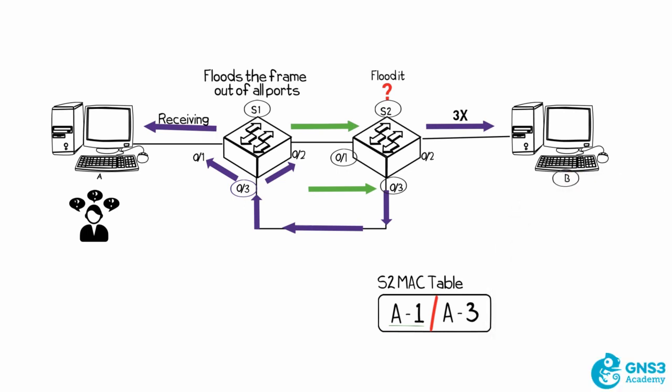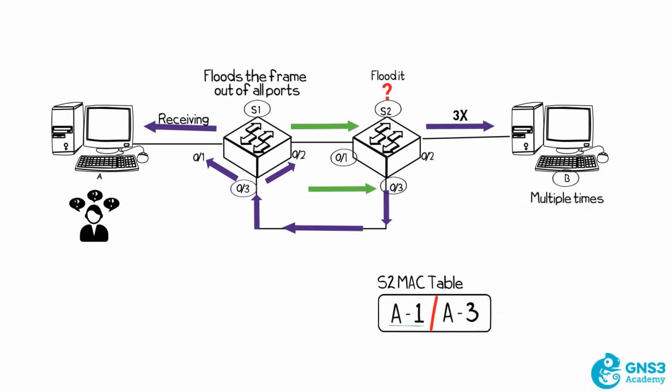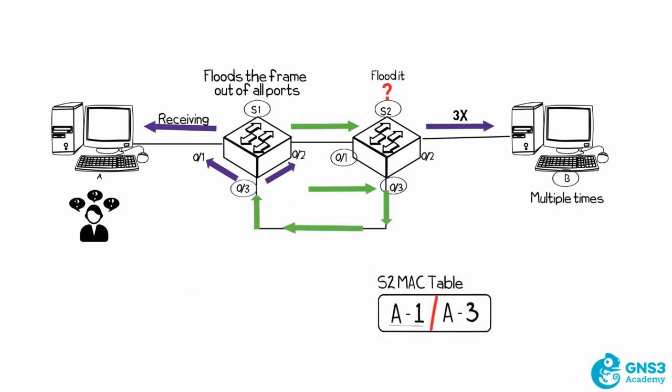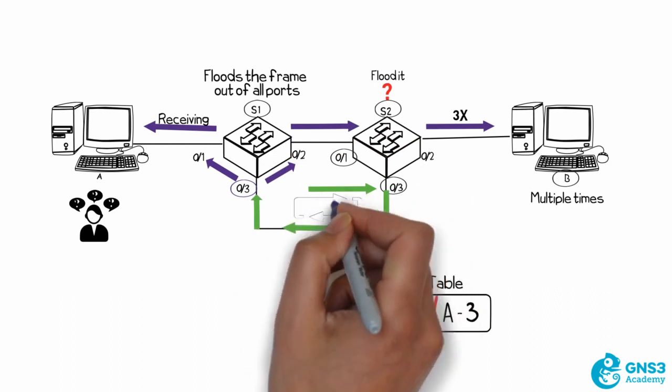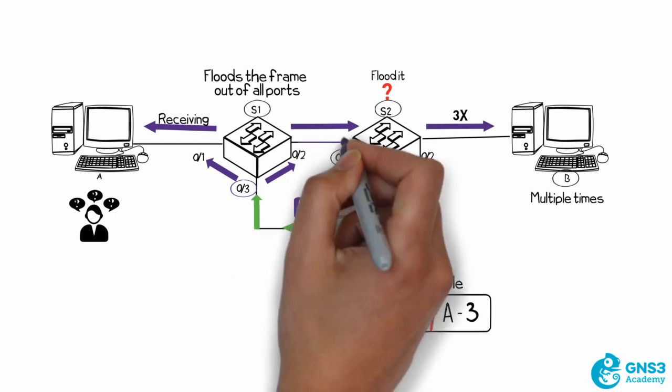So we've got a lot of MAC address instability in the MAC address table. Host B is receiving the same frame multiple times, but the biggest issue here is that the frame gets sent back to switch 1, gets flooded again, gets sent back to switch 2, and this process continues over and over again. We have a loop in this topology with the frame being duplicated and sent round and round and round between these two switches.